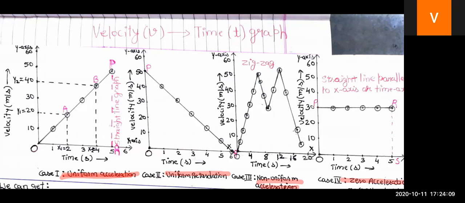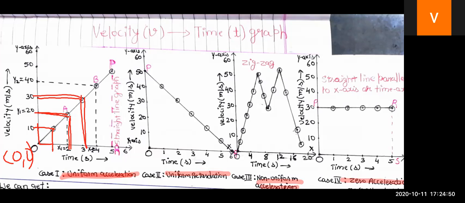Now let's see the first graph, that is uniform acceleration. If you see this graph, at time t equals 1 second, the velocity is 10. Then at time t equals 2 seconds, the velocity is 20 meter per second. Then at time t equals 3 seconds, the velocity is 30. So beta, initially your Activa is at 0, 0, you have not started. But after 1 second, the speedometer is showing 10. Then after 2 seconds, it is showing 20. And after 3 seconds, your speedometer is showing 30.